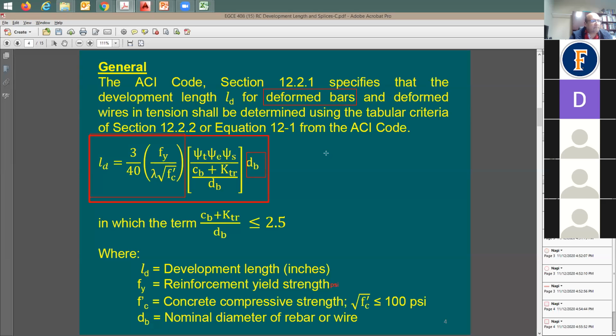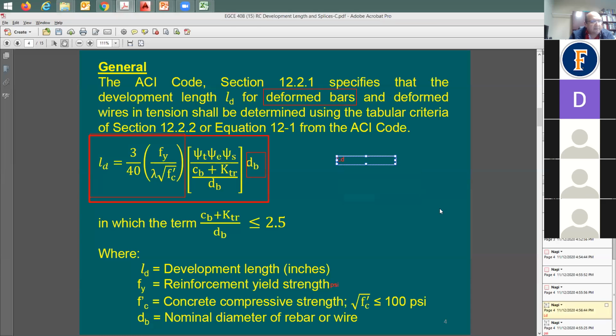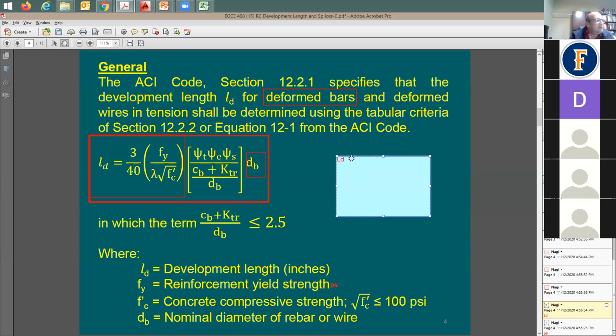Yeah, that makes sense. Okay. So let me put this here. I'm going to write here L sub D. Let me put this to be kind of a light background so you can see the red.